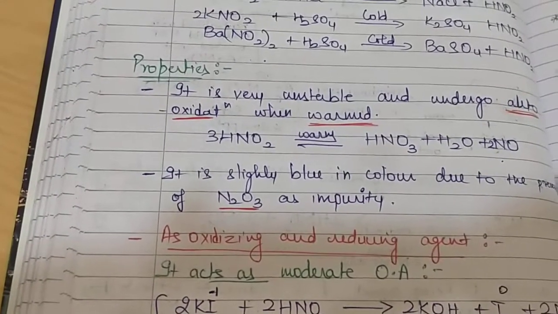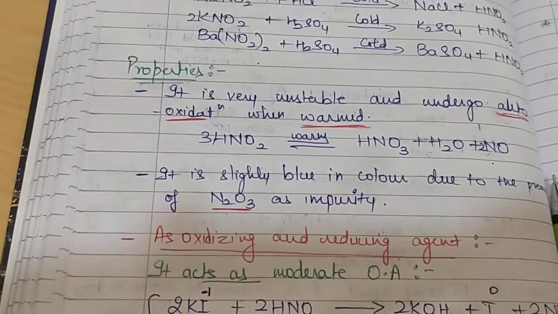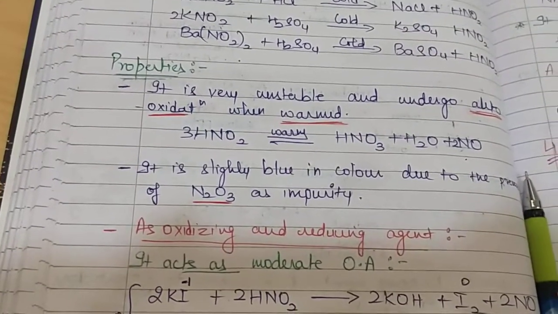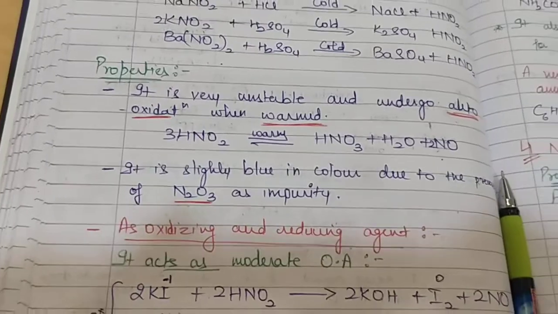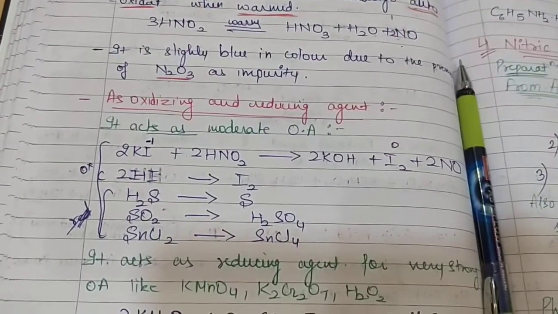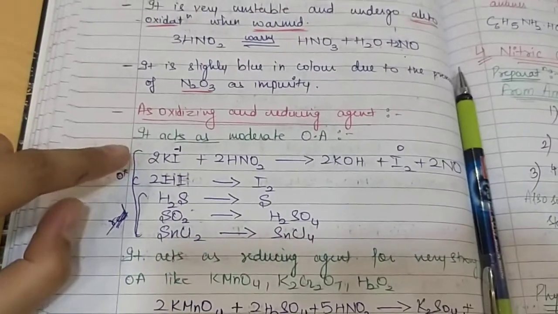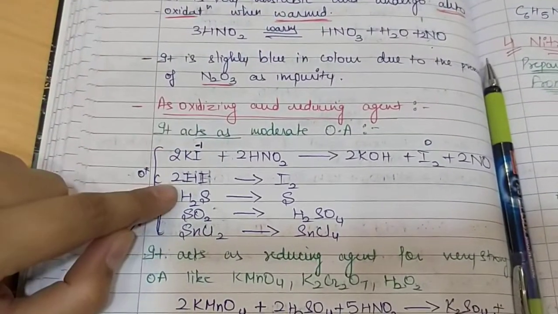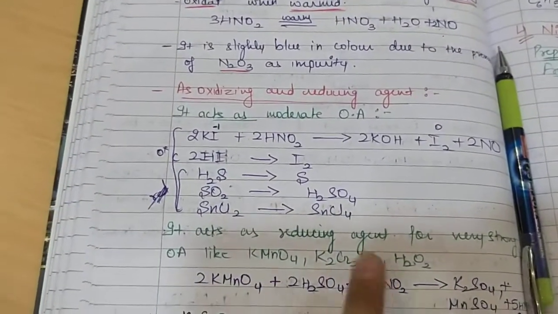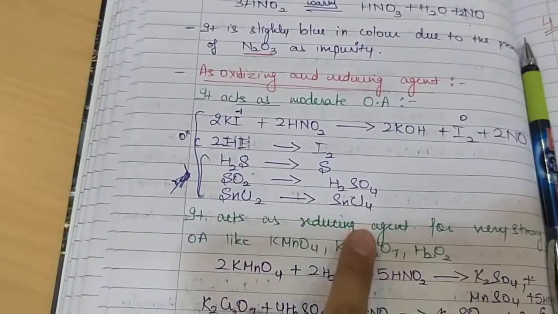That is, an oxide is present as an impurity, which is N2O3, due to which it acquires blue color. It can act as both an oxidizing as well as a reducing agent. It can oxidize KI, it can oxidize HI, it can oxidize H2S to sulfur, SO2 to H2SO4, SnCl2 to SnCl4.